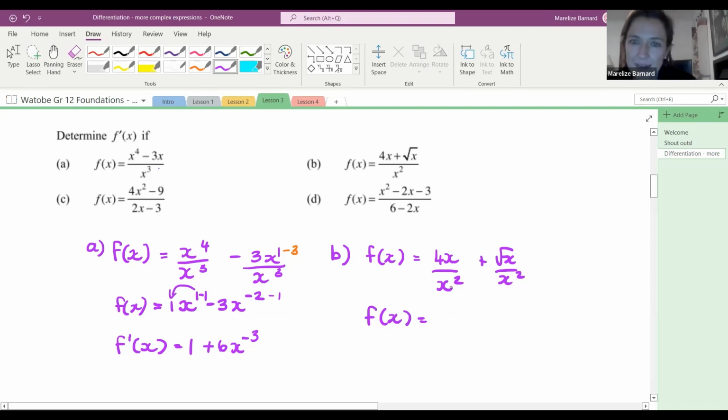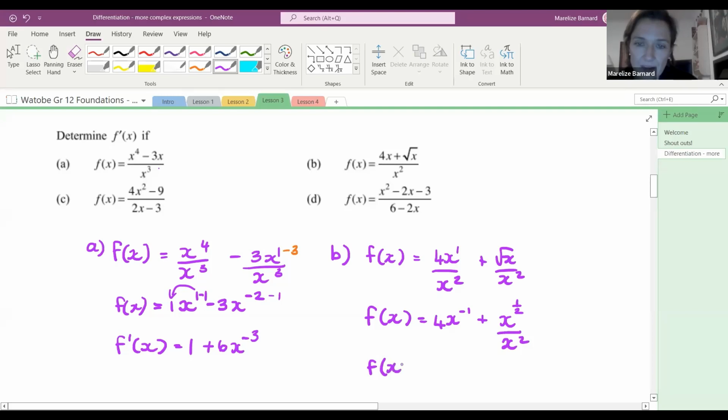We can subtract the x to the power of 2 and the x to the power of 1. We can subtract the powers because we're dividing. Let's just be clear about what exactly we're doing. We're dividing x squared into x to the power of 1, and we do that by subtracting the exponents because the bases are the same, which is something you learned in grade 8.